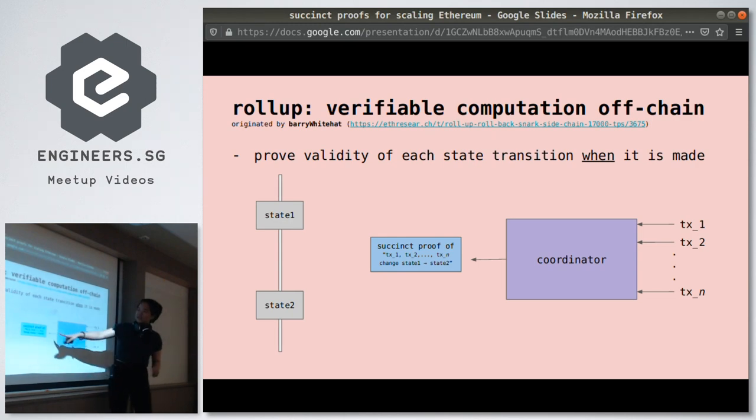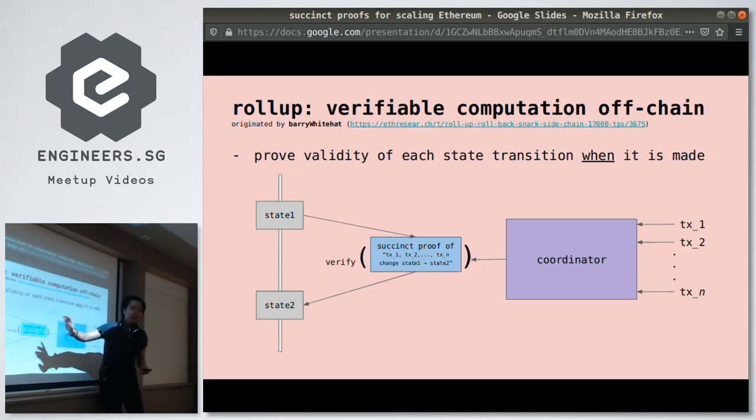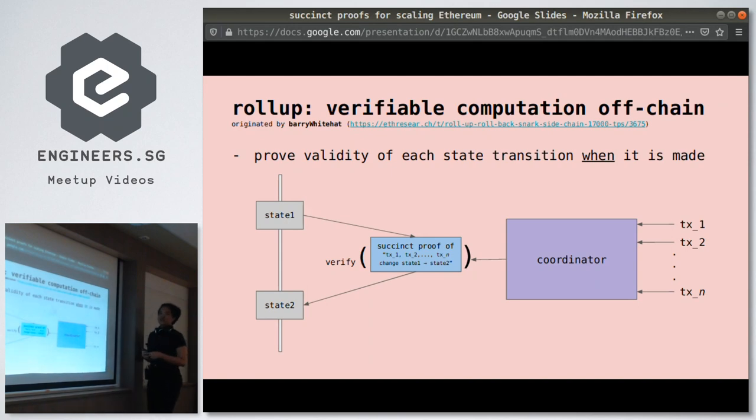So this succinct proof is actually a mathematical object that we will explore in the next few slides. But let it be said that this succinct proof is desirable because it is very cheap to verify. After the succinct proof is produced, the operator has to submit it to the main chain, and the main chain will verify it cheaply. And only if this verification passes will the main chain allow state one to transition to state two. So this is basically what we're trying to do.